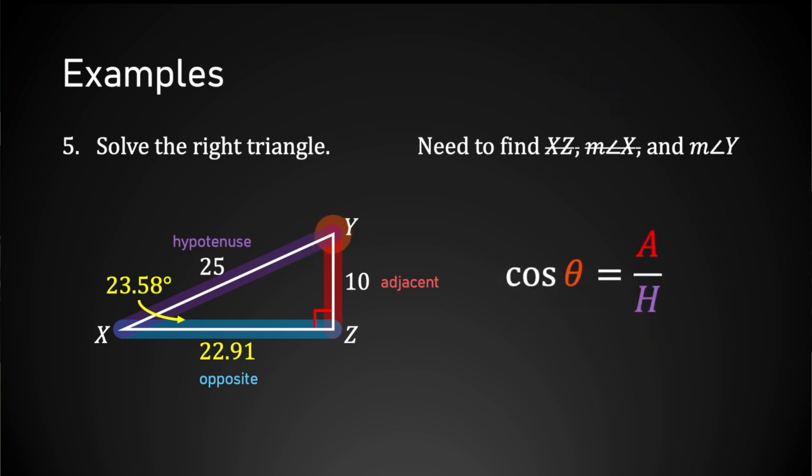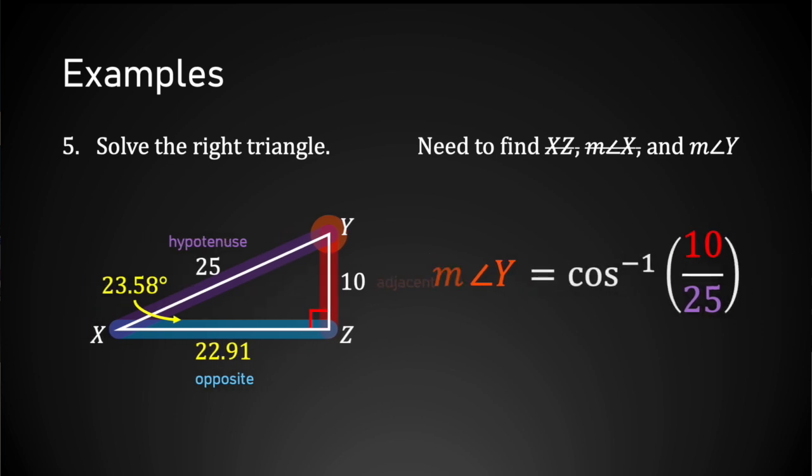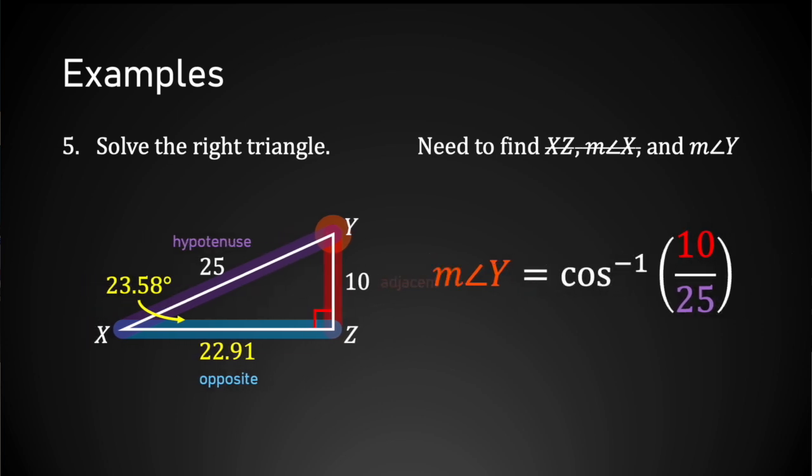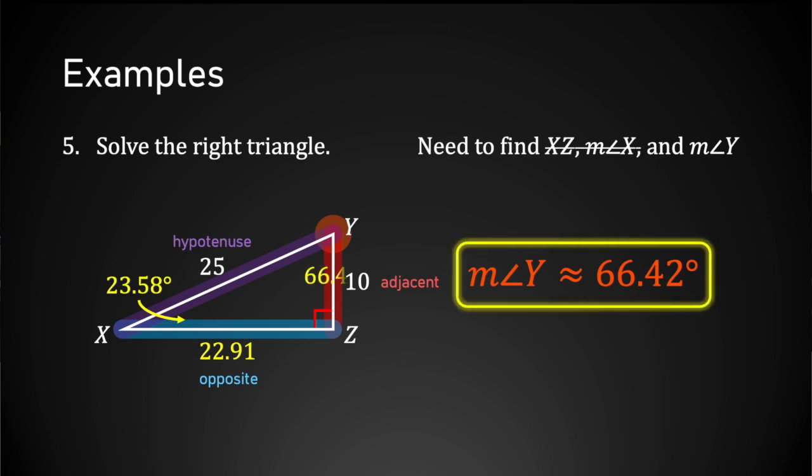Theta is just angle Y, adjacent is 10, and hypotenuse is still 25. I'll take the inverse cosine of both sides to get angle Y out of the cosine function. And now I have the measure of angle Y equal to the inverse cosine of 10 over 25, which is about 66.42 degrees. So there you have it.